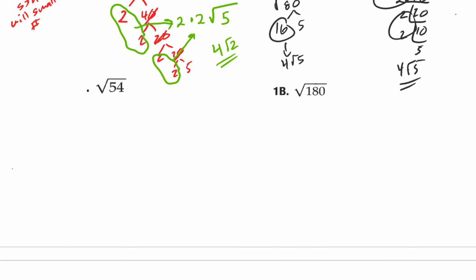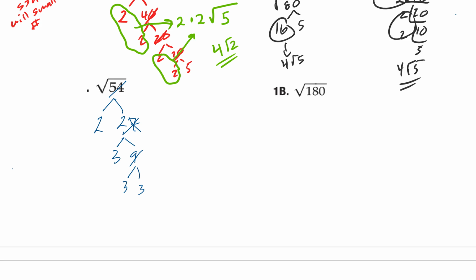I'll break down 54. I'm going to do what most people do, a tree, but I'm going to do it my way. 2 goes into there. 54 divided by 2 is 27. I'm going to break that down. That's 3 and 9. And then again, you could break down 9. I know the square root of 9 is 3, so I could go with that, but just for the sake of it, I'm going to break it down so you can see it.